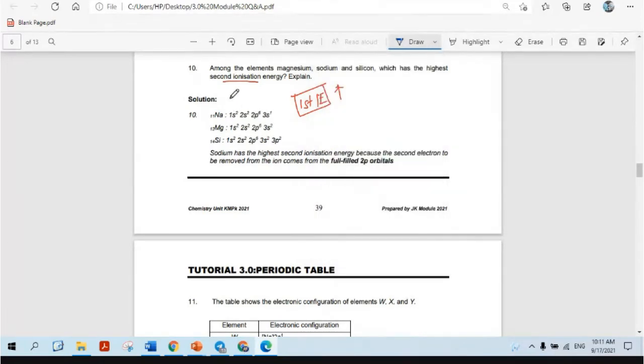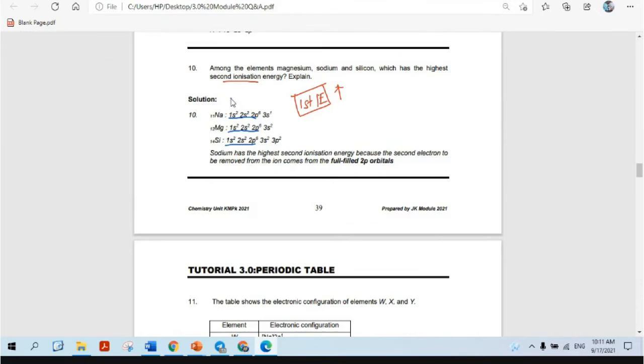What is the effective nuclear charge for sodium? Okay. The blue line indicates the inner electrons. So what is the effective nuclear charge for sodium? One. Positive 1. Yeah. Okay, then this one? Positive 2. This one? 4. Okay. So based on here, which one has the highest effective nuclear charge?